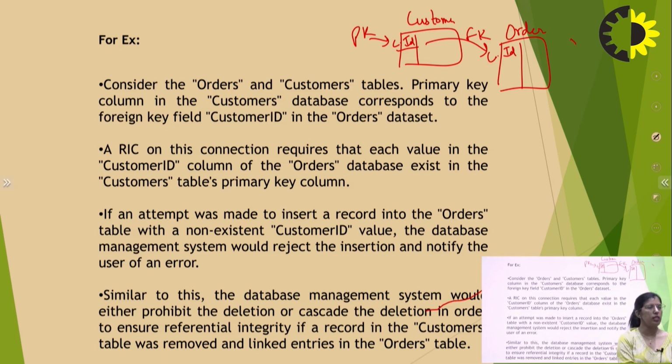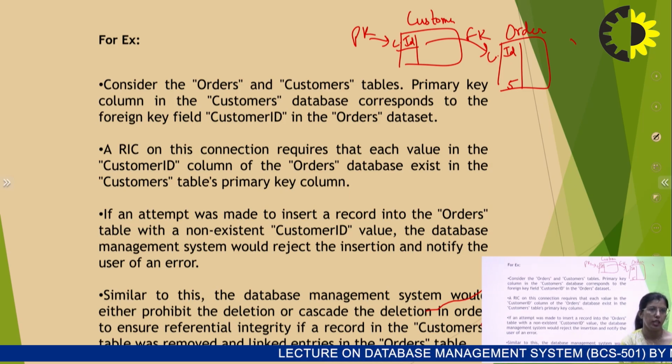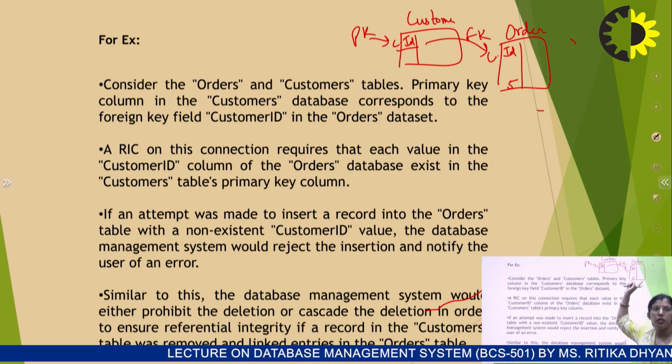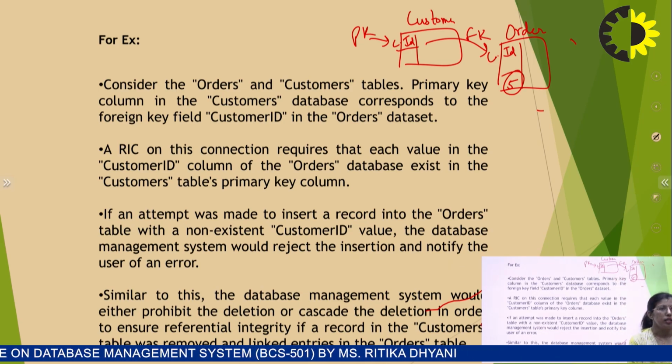So, RIC on this connection requires that each value in the customer ID column of the order table exists in the customer table's primary key column. It might not be the case that we have this customer ID 5 exist in this particular table if we do not have the same entry in the first table. If an attempt was made to insert a record into the order table with a non-existent customer ID here, the database management system would reject such insertion and notify the user about the error.